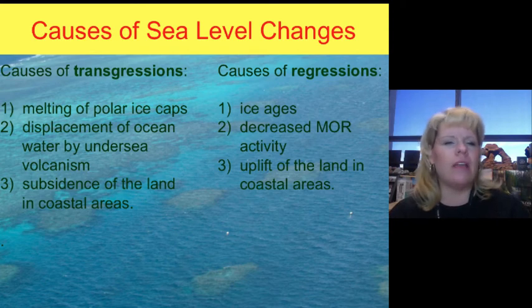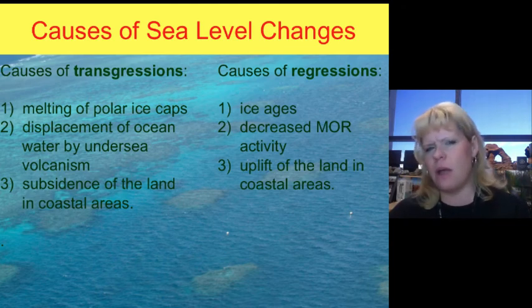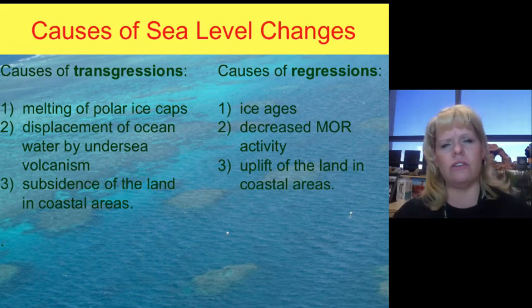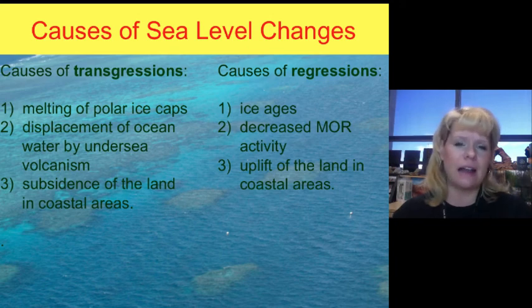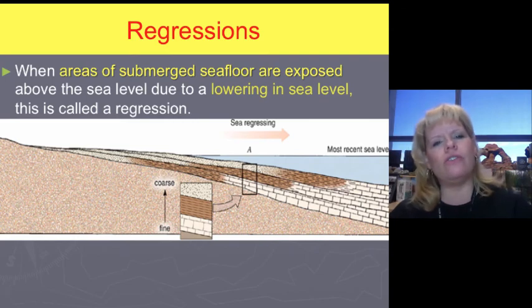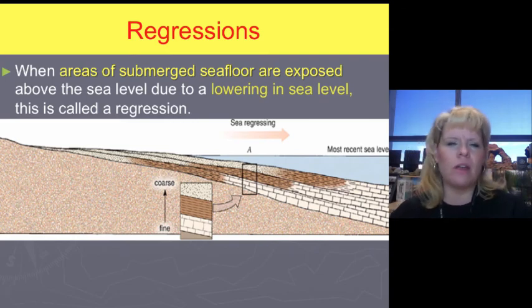Number three, we get some kind of uplift in the form of mountains at a shoreline. You can see how that would change sea level in a localized area, right? But when we're talking about transgressions and regressions, we're usually referring to eustatic sea level changes, which refers to global sea level changes. To be exact, there's been 6 of them. So let's define regressions and transgressions and show you examples of both.